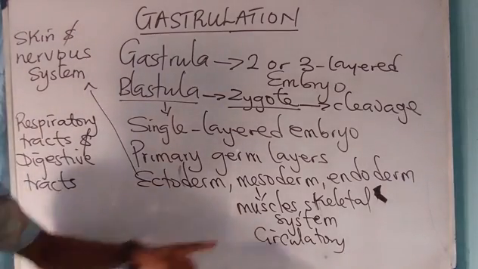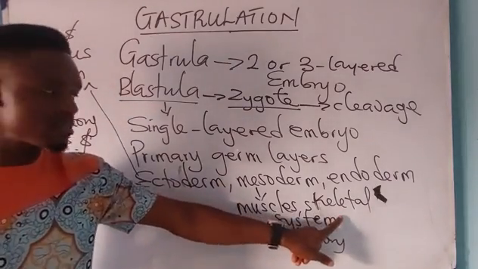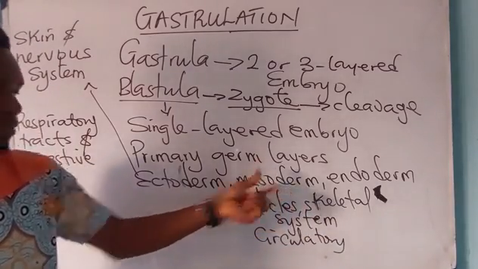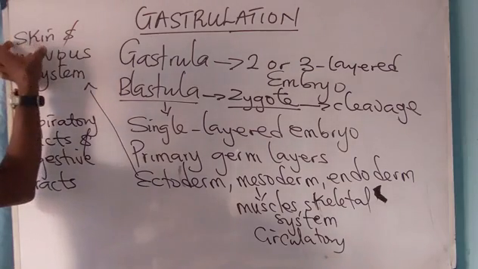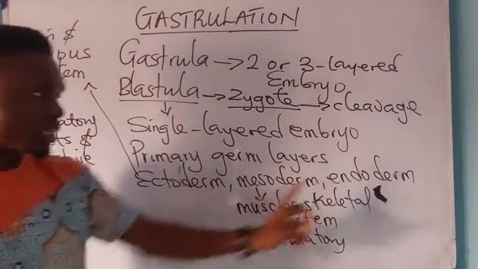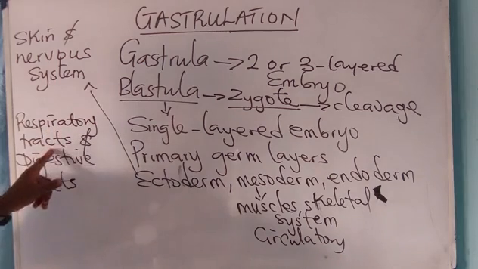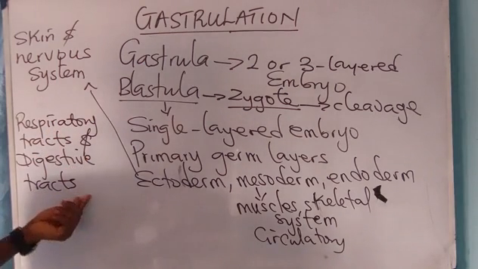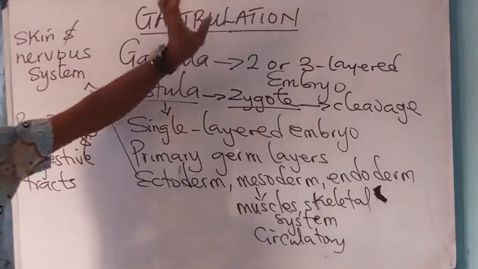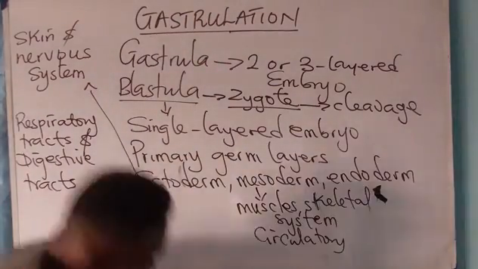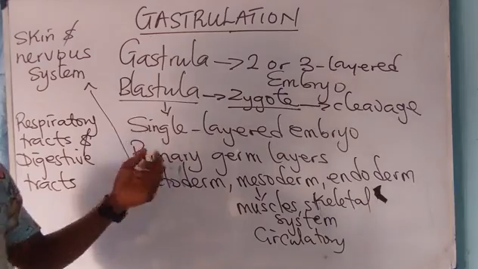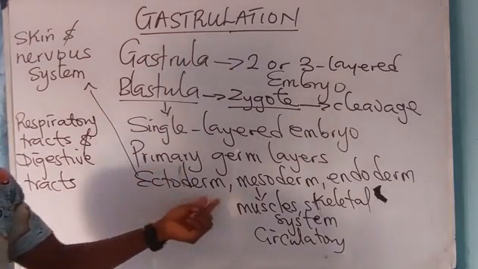In conclusion, muscles, skeletal system, and circulatory system are derived from the mesoderm. Nervous system and skin are derived from the ectoderm. The endoderm gives rise to the respiratory tract or digestive tract or the gastrointestinal tract. Please, this is just the introductory part of this topic, gastrulation. Just as I stated, the purpose of gastrulation is to form 3 germ layers.